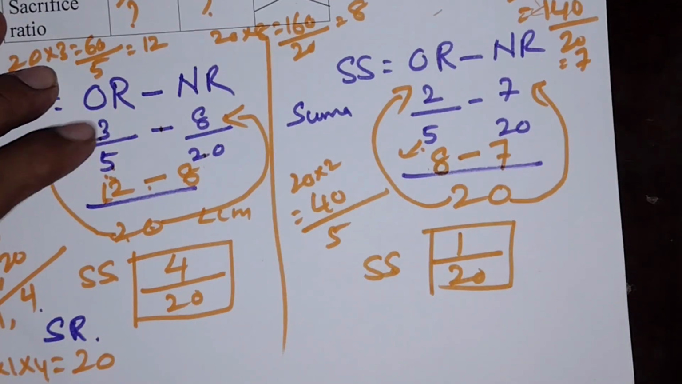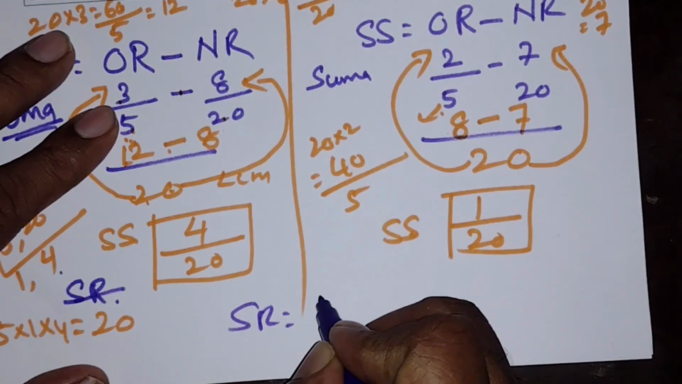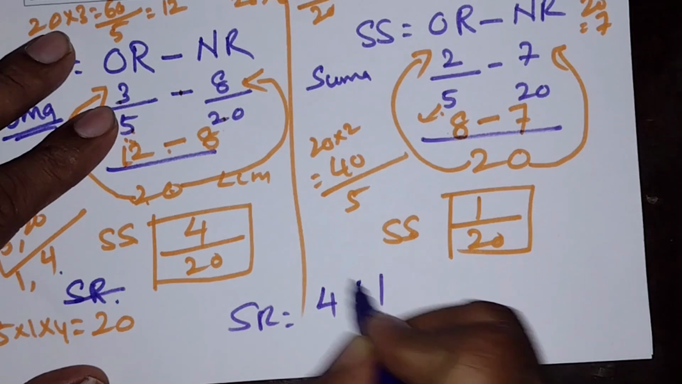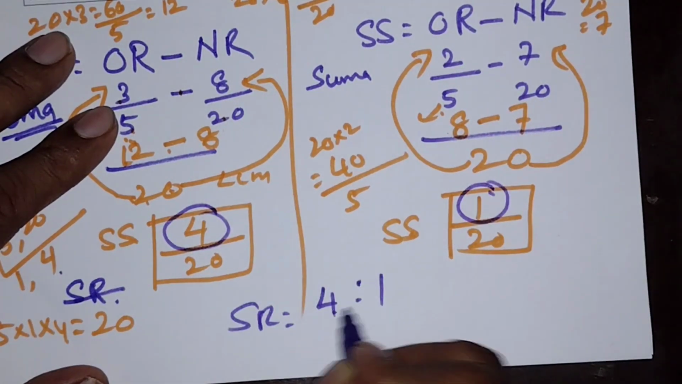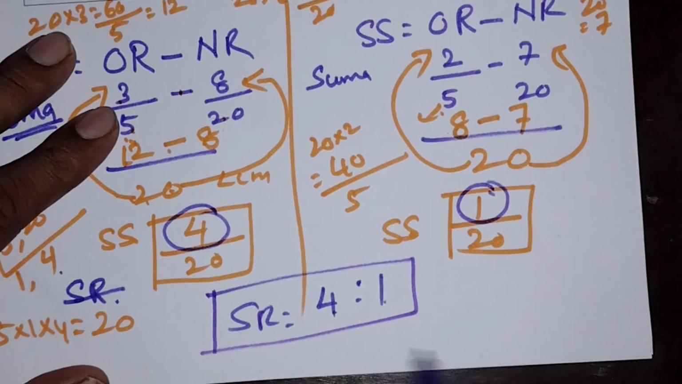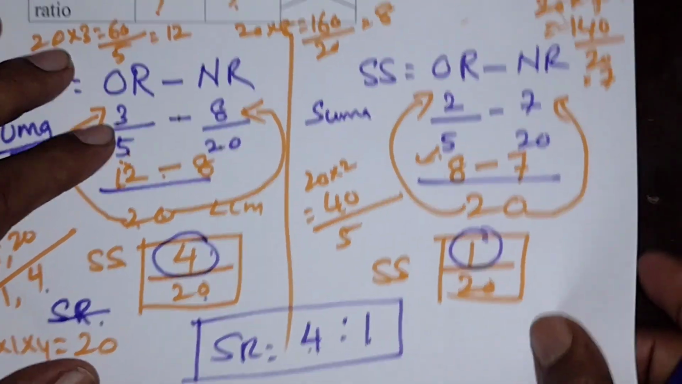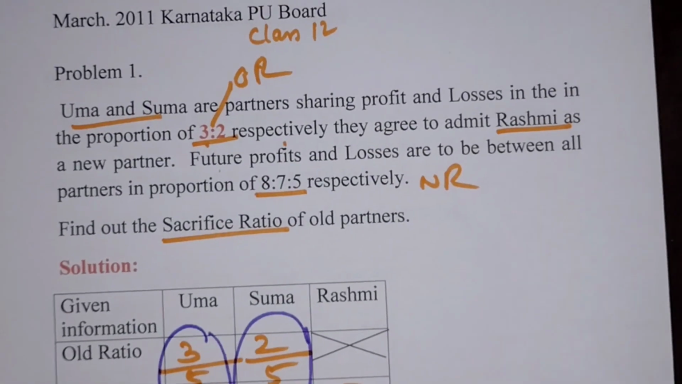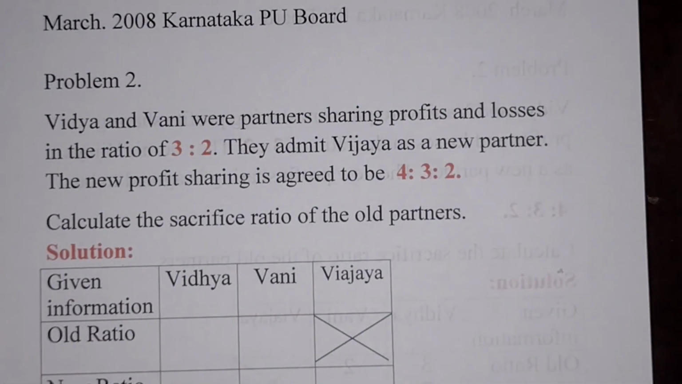But what did they ask us to calculate? The sacrifice ratio. Sacrifice ratio is equal to 4:1. This 4 and this 1, 4:1, is called the sacrifice ratio. In terms of ratio, 4:1. Share sacrificed is 4 by 20 and 1 by 20. This is problem number 1. And the working of the second problem will be entirely different.